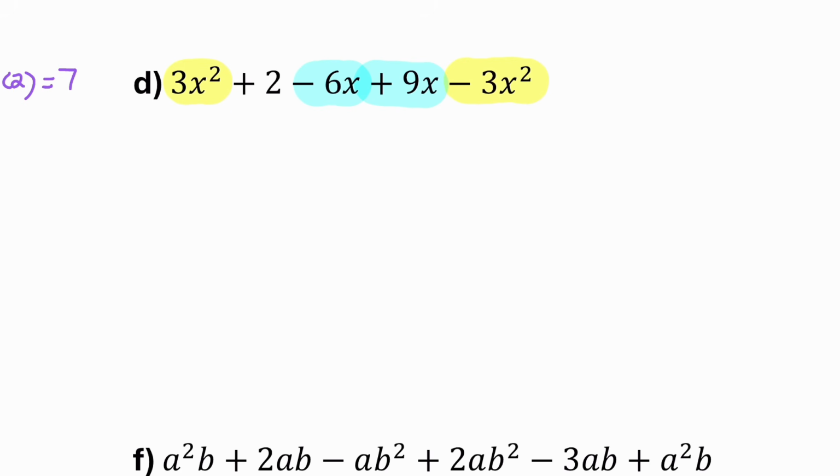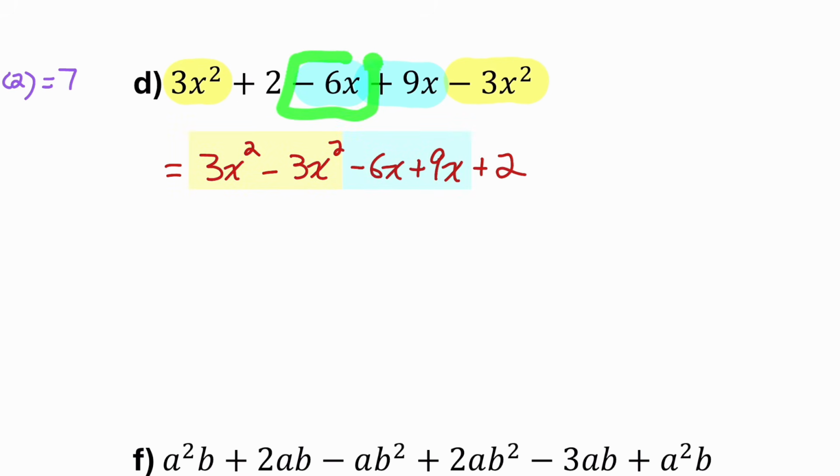Let me start by rewriting this with the like terms beside each other. So I'll put the 3x squared and the negative 3x squared together, and then the negative 6x plus the 9x together, and then the constant of positive 2. And then notice this term here, the negative 6x. That negative that's to the left of the 6x, when we rearrange it, it stays with that 6x.